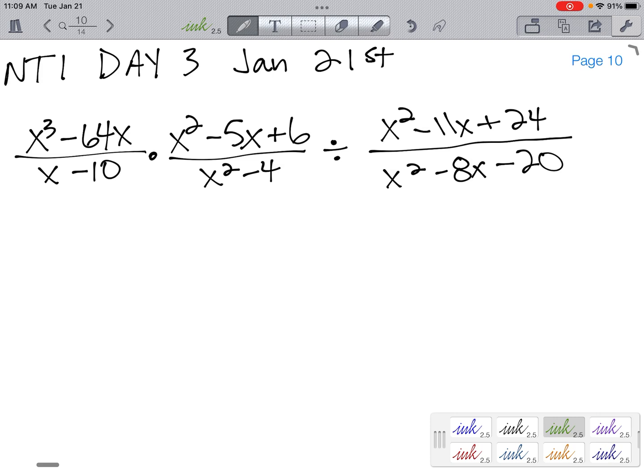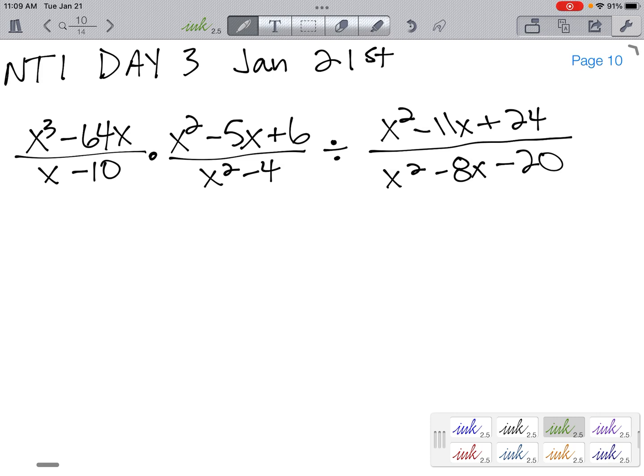All right, so we've been practicing multiplying and dividing rational expressions and adding and subtracting rational expressions. So today we're doing some of each. We're going to start with our multiplication and division.